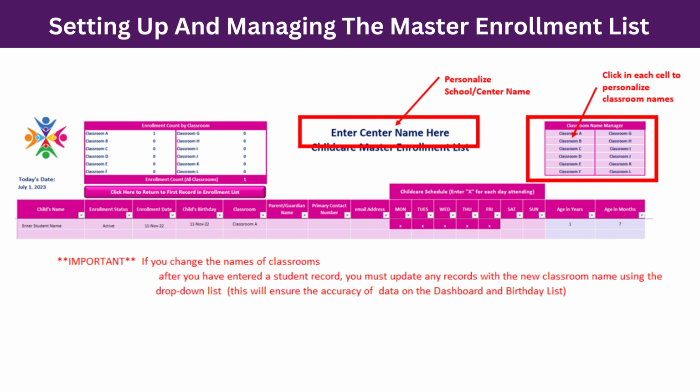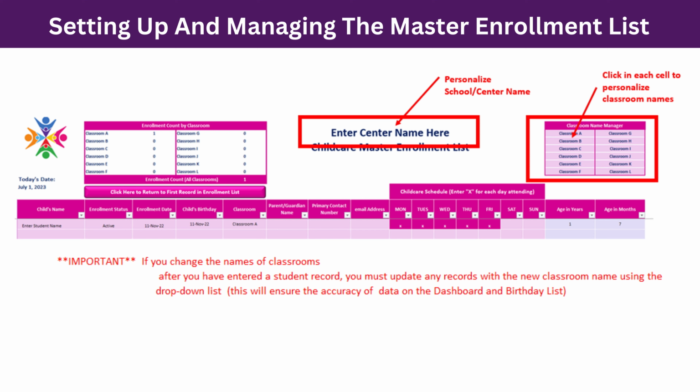All right, now that you know your way around your workbook, let's begin by personalizing the master enrollment list. First, enter your child care center name in the space provided. Then, customize classroom names in the Classroom Name Manager. To update, click in the cell and enter a new value.